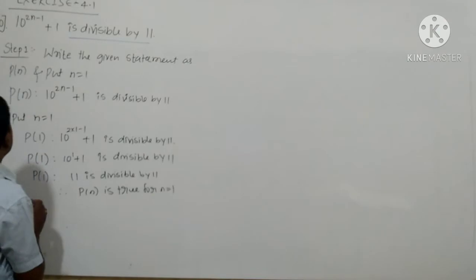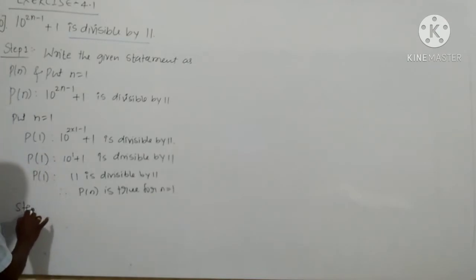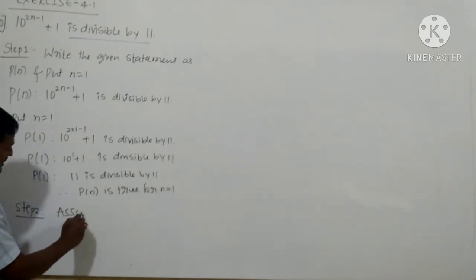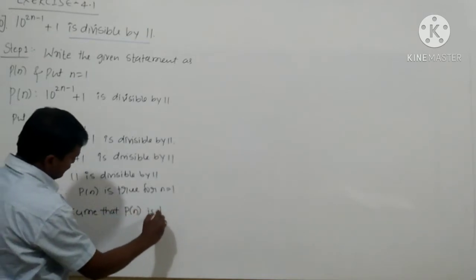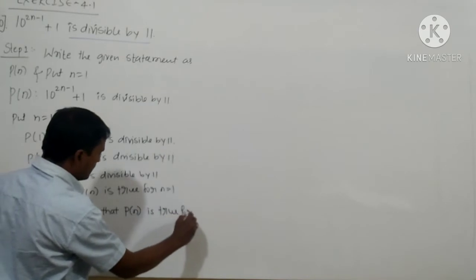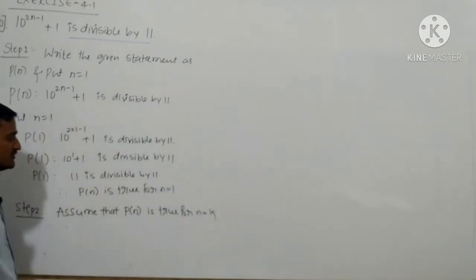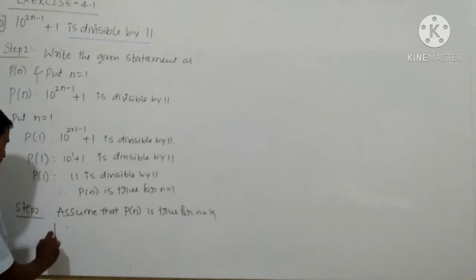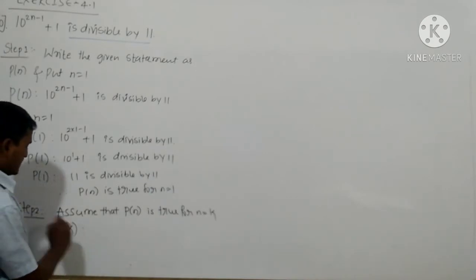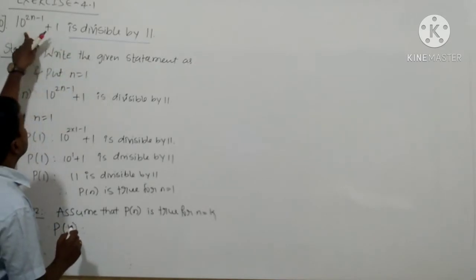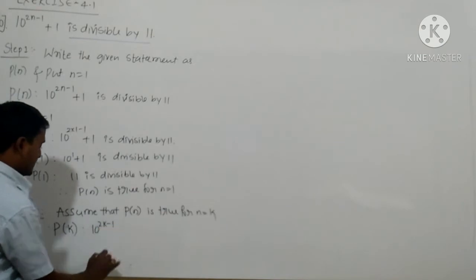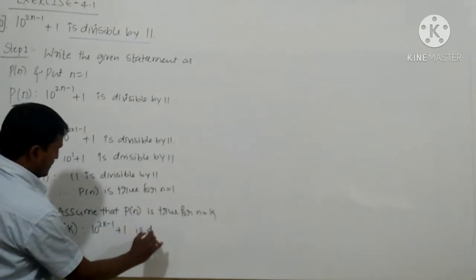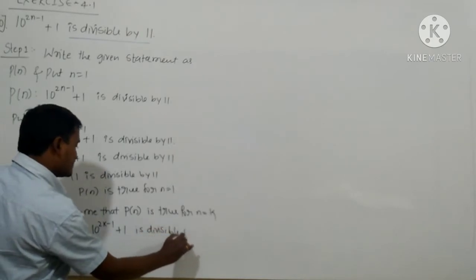Now we'll go to the second step. Step 2: assume that p of n is true for n is equal to k. Here we should replace the value of n by k, hence it becomes p of k: in the place of n we replace k. Therefore 10 to the power 2k minus 1 plus 1 is divisible by 11.